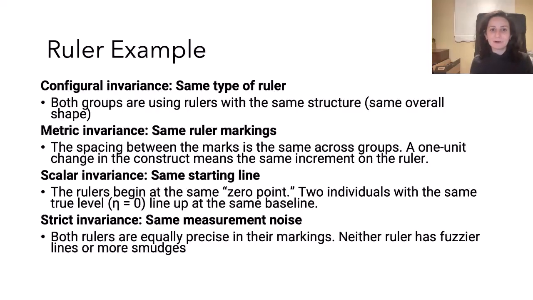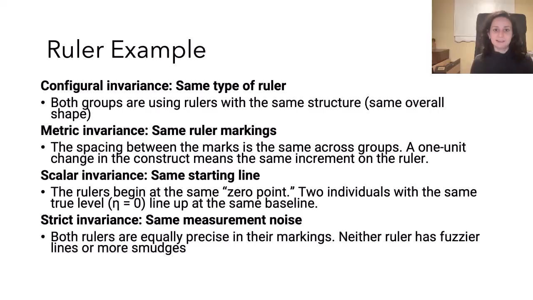In metric invariance, we're asking if the ruler has the same markings across the groups. Does the spacing between the marks change when we're looking at the ruler in one group versus the ruler in another group? So a 1 unit change in the construct means that there's the same increment on the ruler. The next piece, scalar invariance, is the same starting line. We're going to be asking if the rulers across our groups begin at the same 0 point. And hopefully that rings a bell with the intercept bias that we talked about before. So 2 individuals with the same true level of eta equals 0 line up at the same baseline.